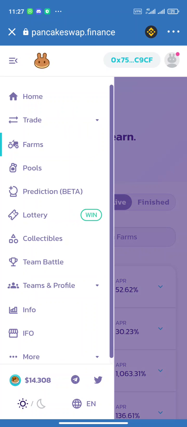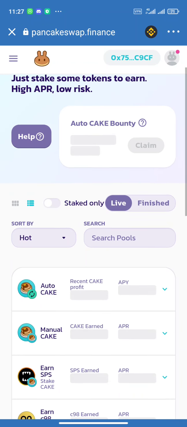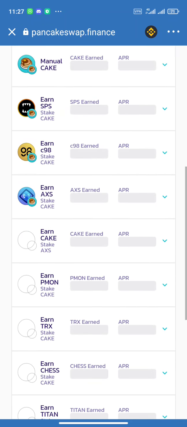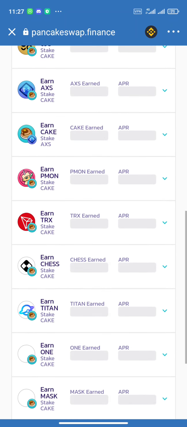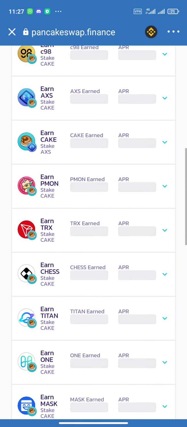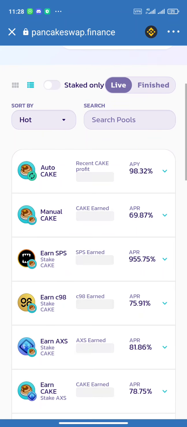Now let's go to staking, just staking. This one does not need you to add 2 coins. You just need to stake that coin, and you find it under pools. Now these are tokens you can stake. Look at it now. Different tokens you can stake. I'm waiting for it to load up so that you will see the percentages. Now look at it now.